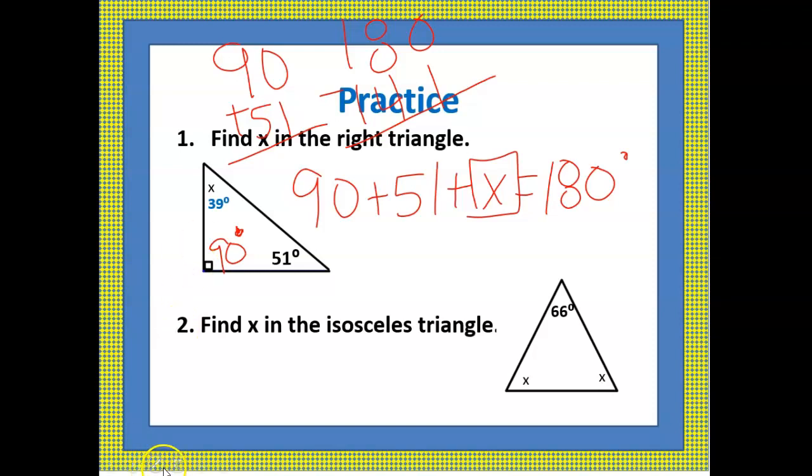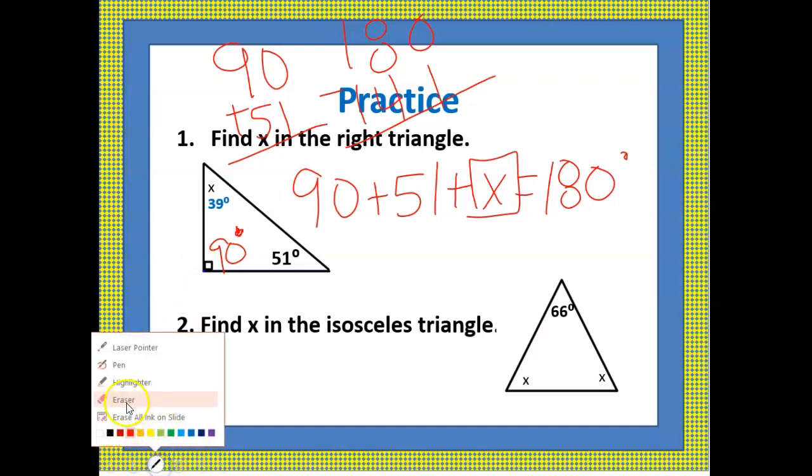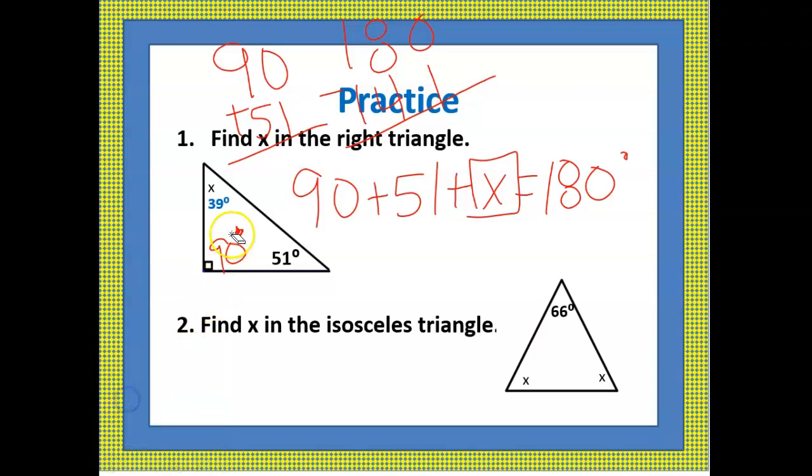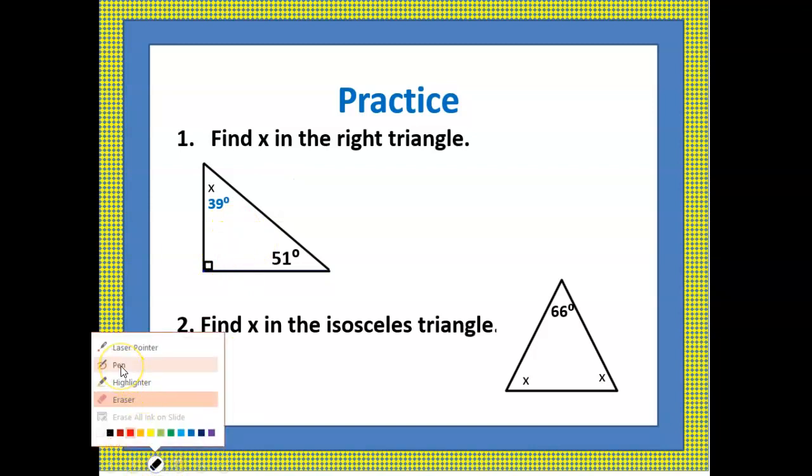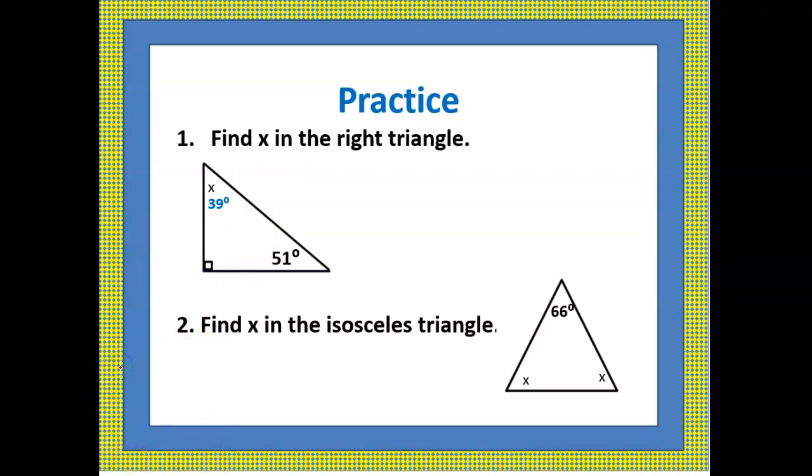All right, so let's move on to number 2. Remember, you can always pause it if you need to rehear what I just said. So for number 2, I've got 66 listed, but nothing else. So I know that the bottom 2 are unknowns. So I know that I have 2 unknowns and the 66, and that they all together should equal 180 degrees.